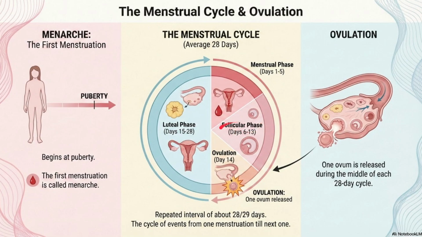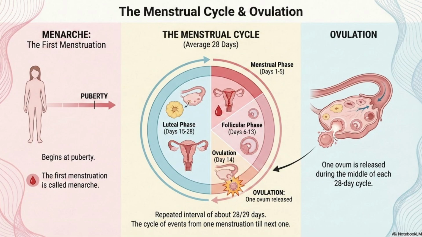The second one is the follicular phase. The follicular phase will occur from day 6 to the 13th day. Here, slowly the follicles will keep on developing. That is, the primary follicle will be converted into secondary, secondary into tertiary, and tertiary into Graafian. These changes keep on happening.